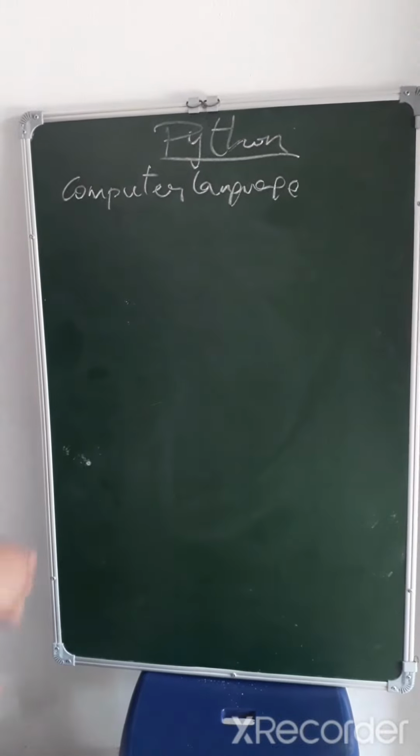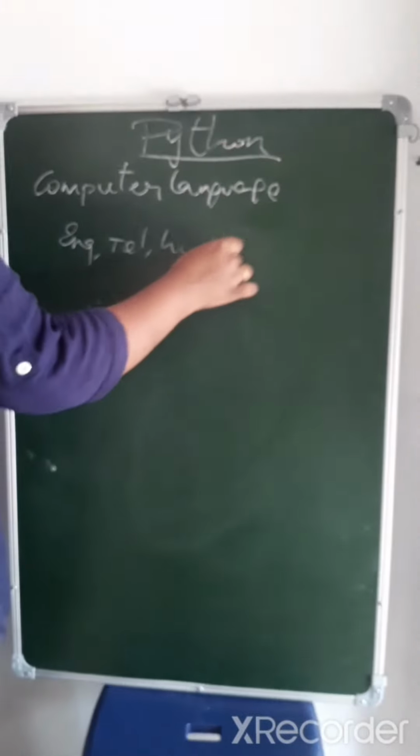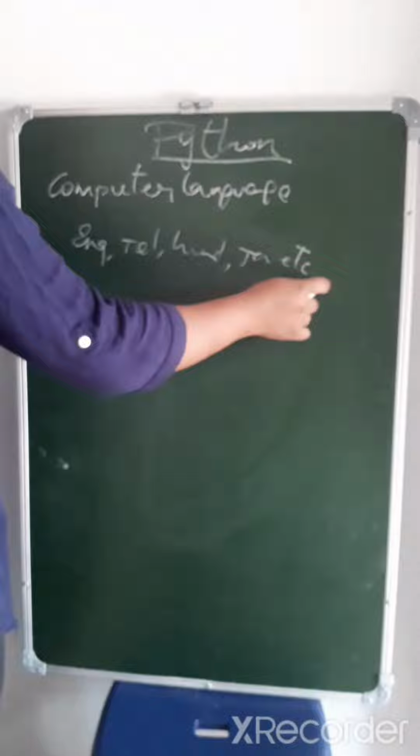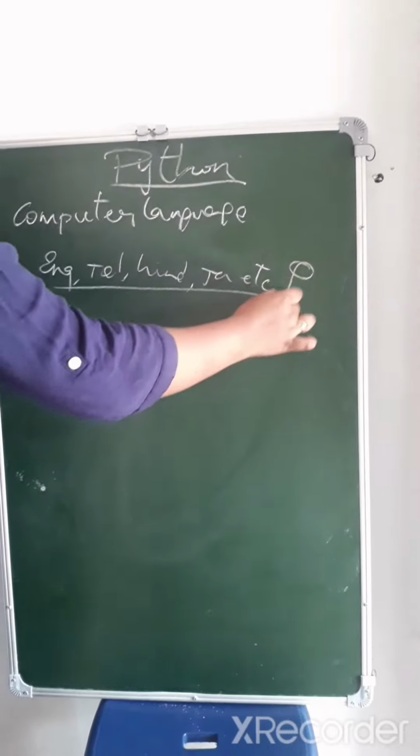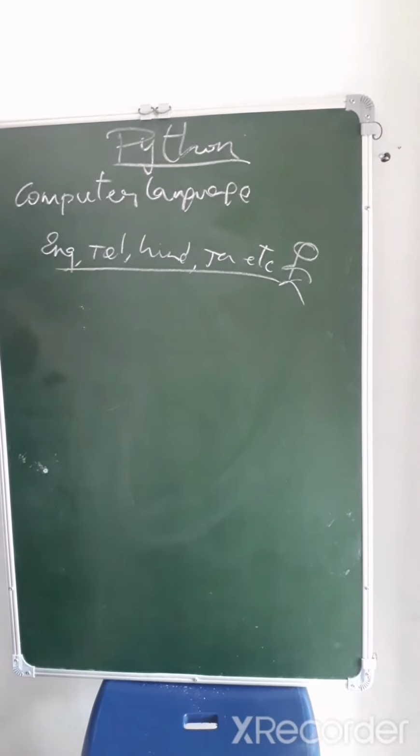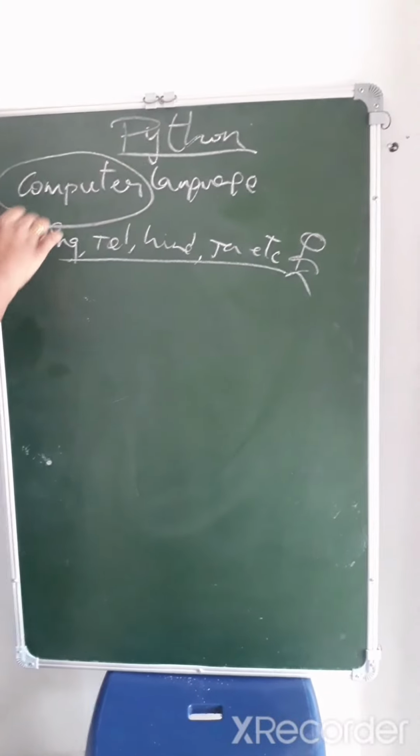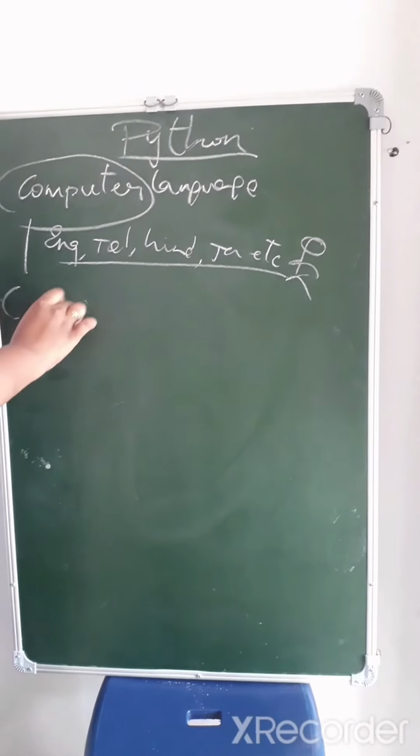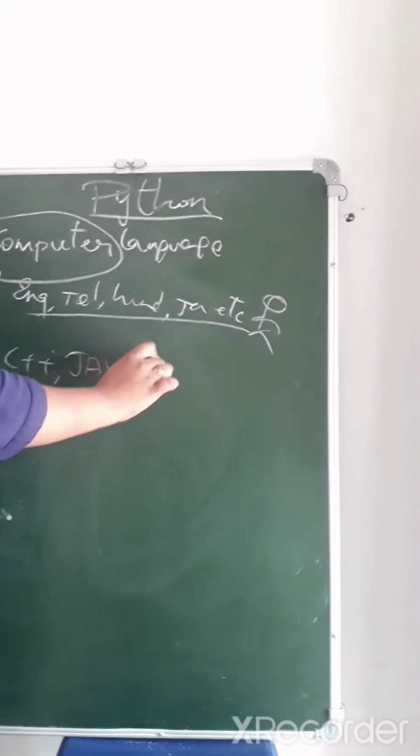Just as humans use different types of languages like English, Telugu, Hindi, Tamil, etc. to communicate with other people, we use these languages in such a way. Computers also have languages like C, C++, Java and Python.